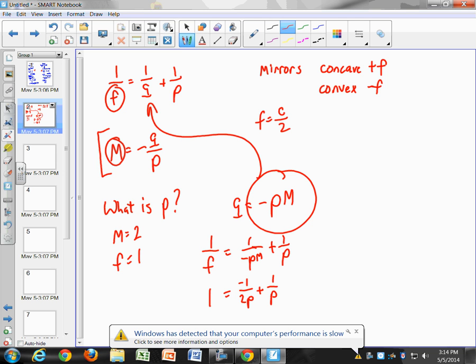You can solve this a couple different ways. I'll find a common denominator of 2p. So 1 equals negative 1 over 2p plus 2 over 2p. This is just algebra here, but you would have 1 over 2p. And then solving that for p, cross multiply: 1 equals 2p, so p equals 1/2. That's about the problem with the most algebra, something like that.